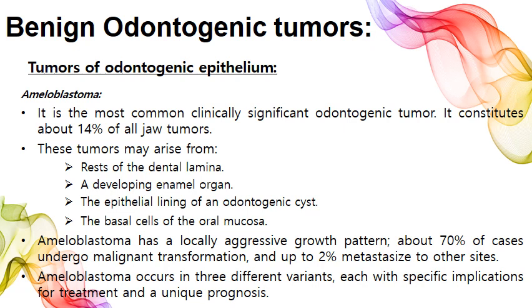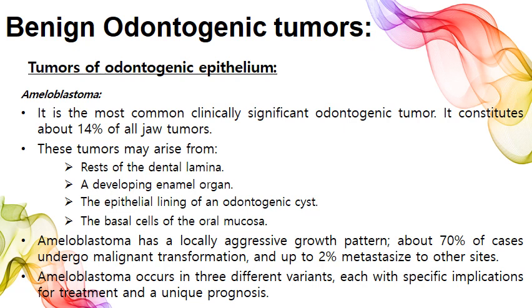Ameloblastoma, why is it important? Because it is locally aggressive, which means it infiltrates into the bone. About 70% of the cases undergo malignant transformation. That is why ameloblastoma is dangerous, because it has a high probability of malignant transformation. And from this malignant transformation, about 2% metastasize to other sites.